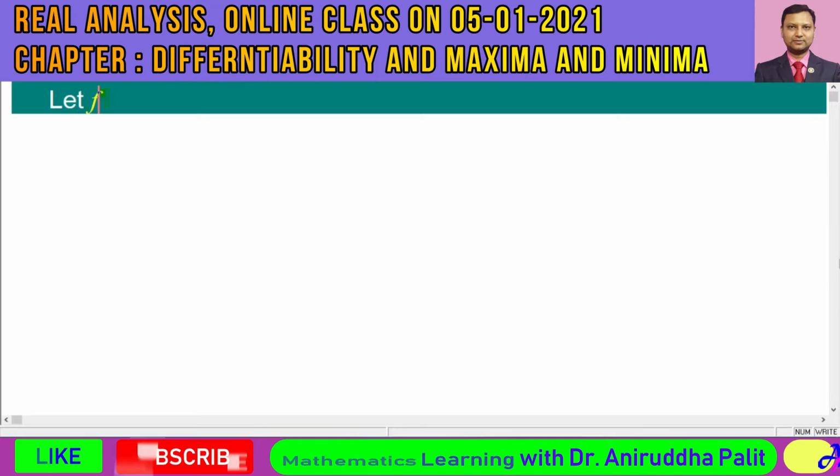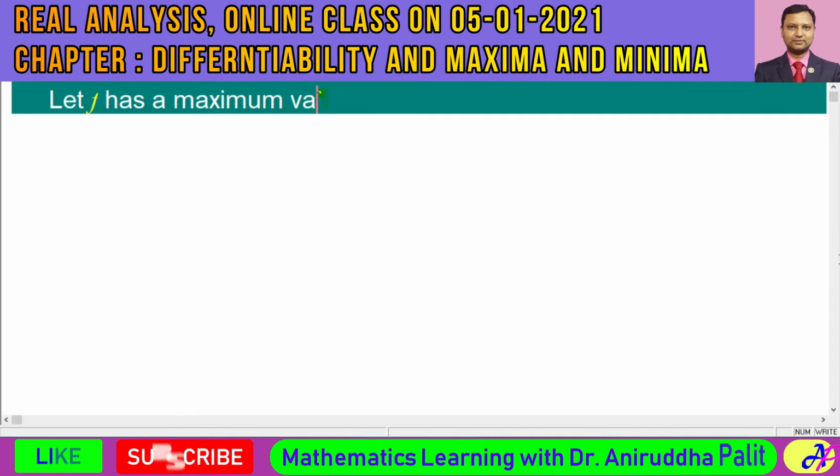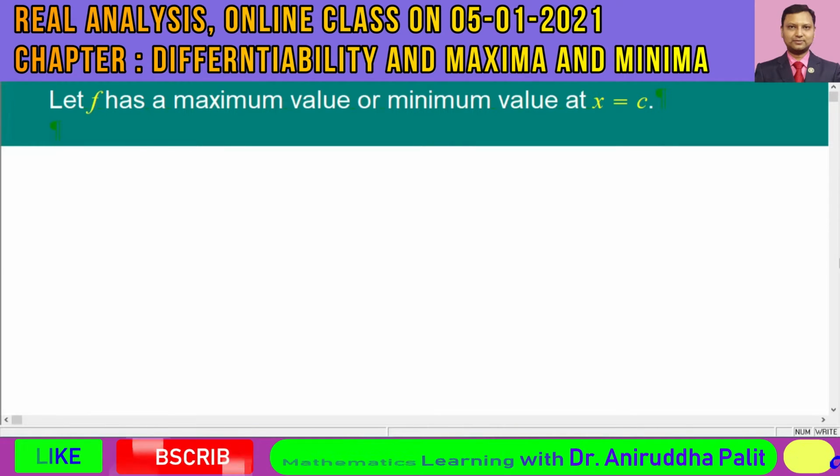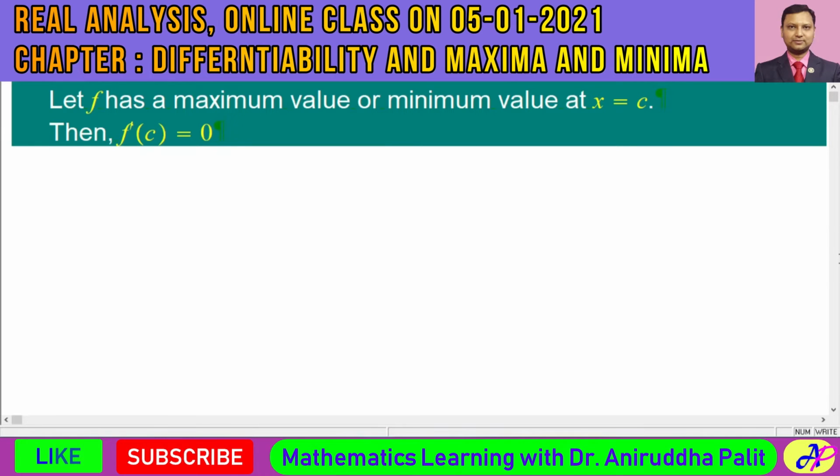Let f have a maximum value or minimum value at x equal to c. Then of course, if the function is differentiable, we can write that f dash c is equal to 0, that is, dy dx or f dash at the point c must be equal to 0.